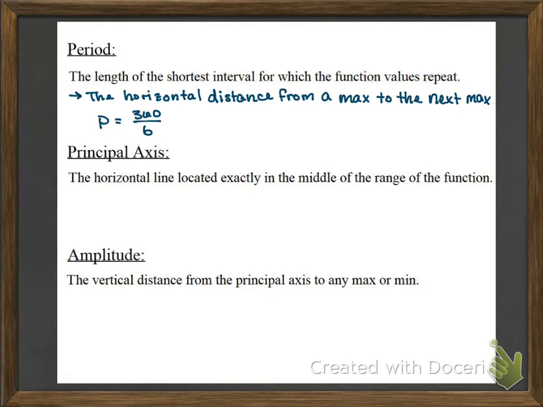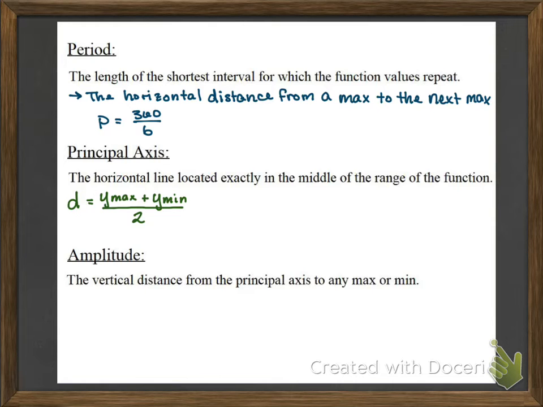Your principal axis is the horizontal line located exactly in the middle. So essentially, if you fold yourself hot dog style. That equation is d equals the y max plus the y min divided by 2. And in our equation, d is the value we add or subtract by.